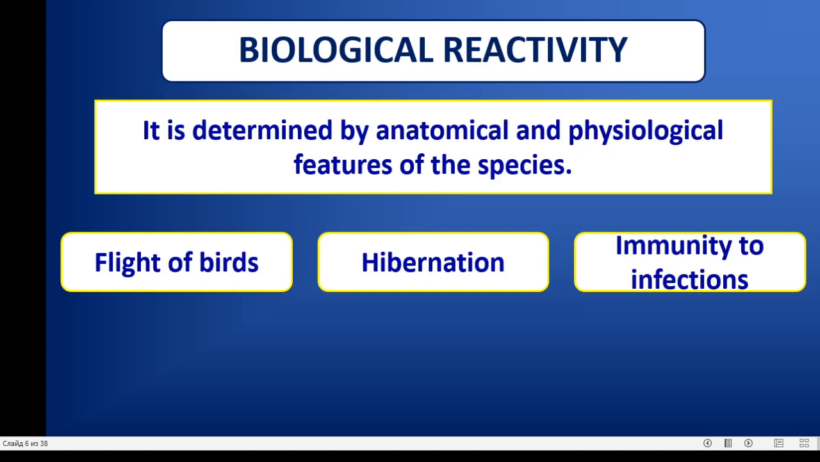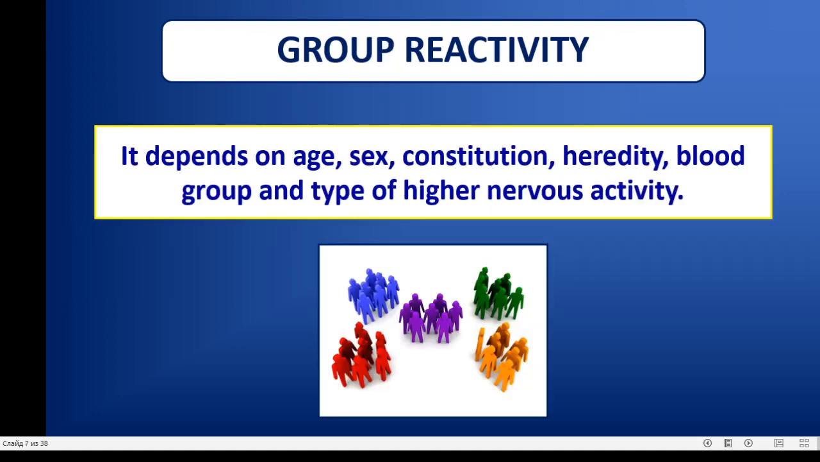Biological reactivity is determined by anatomical and physiological features of the species. Example: flight of birds, hibernation, immunity to infections. Group reactivity depends on age, sex, constitution, heredity, blood group, and type of high nervous activity.